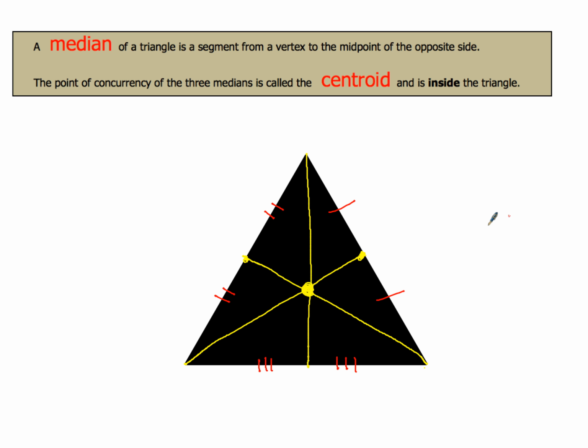That spot where they meet is getting a very special name. That point of concurrency, which means where the lines intersect of the three medians, is called the centroid. And the centroid is located inside the triangle. So that spot right there in the middle of the triangle where all three lines meet is called the centroid.